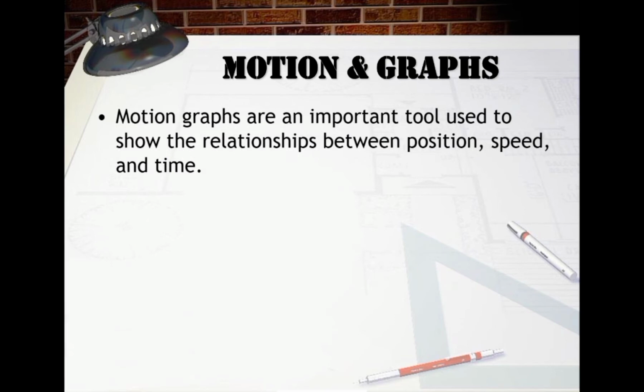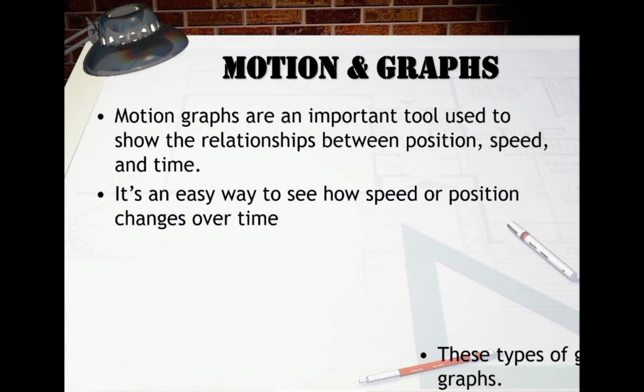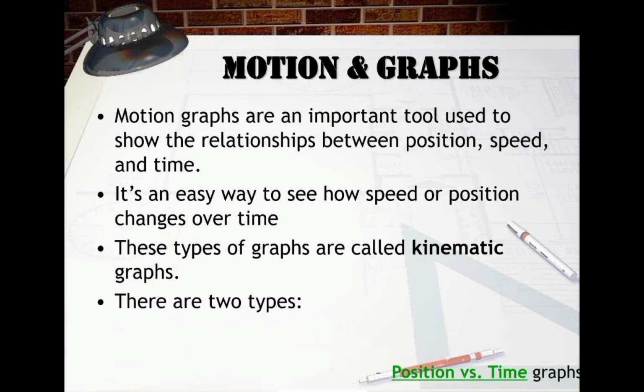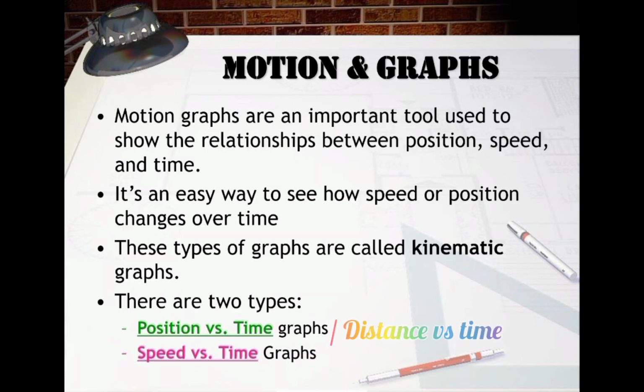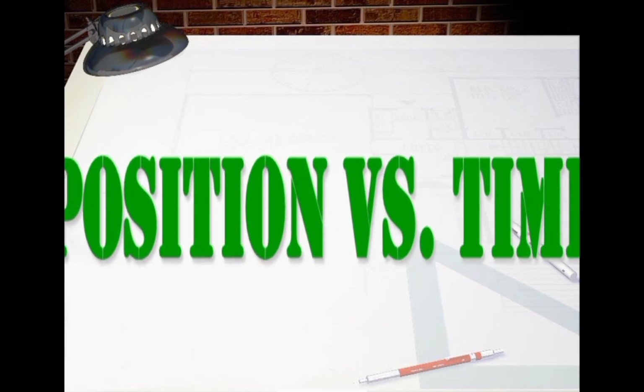Motion graphs are an important tool used to show the relationship between position, speed and time. It is an easy way to see how speed or position changes over time. These types of graphs are called kinematics graphs. There are two types of graph. First is the position versus time or distance versus time graph. Second is the speed versus time graph.